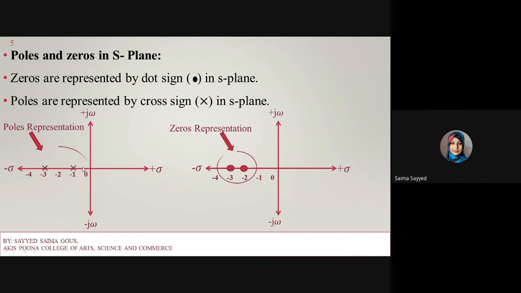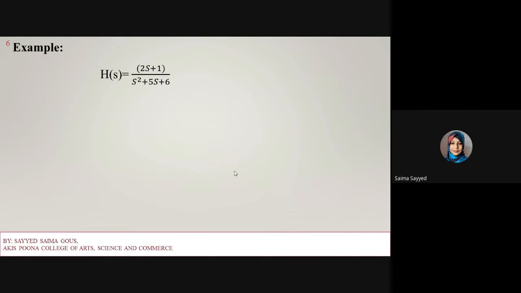Zeros are represented by dots. So these dots are representing zeros of the transfer function. We will see one example. Here H(s) is given by (2s + 1) divided by (s² + 5s + 6). So this is one transfer function. We have to find out the poles and zeros, and we have to represent it in the s plane.